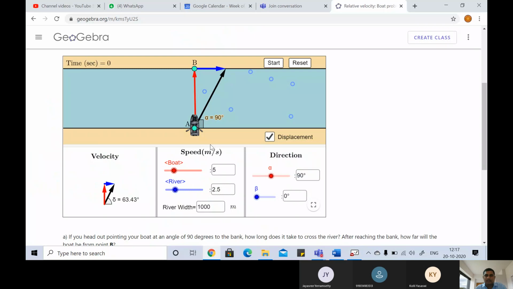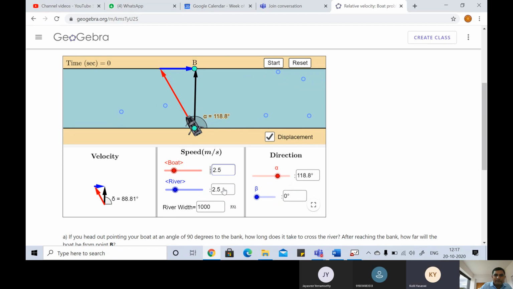I can show this animation. See here. Suppose let us say the boat velocity is how much? 5 meter per second, sir. River velocity? 2.5 meter per second. Here river velocity is less, and the boat's, man's velocity is more, correct? So therefore he can reach here. You can see. Now I'll reverse. How much shall I keep for the boat? 2.5. River? 5, sir.